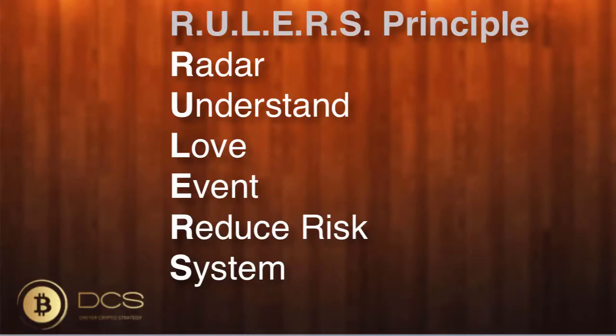So welcome back, and in this lesson we're going to look at the first part of the RULERS principle, and that is simply what we call the radar. So a quick rundown. The R of the RULERS stands for radar, the U stands for understand, the L stands for love, the E for event, the R for reduce risk, and the S for system.